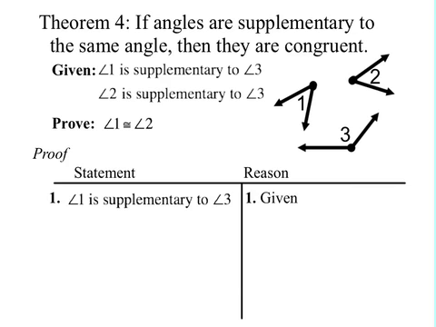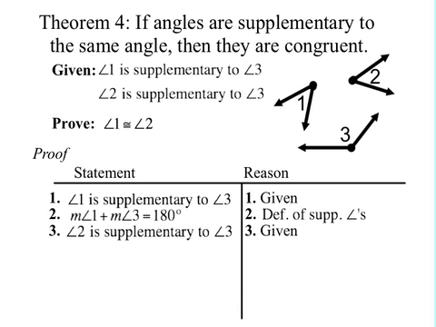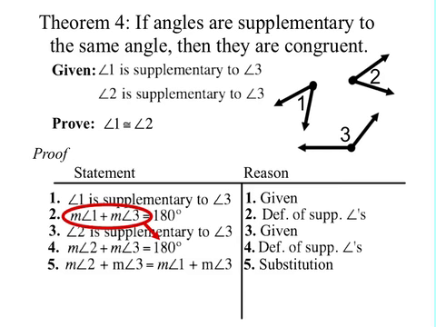Well, the first thing we're going to do is write the first given, that angle 1 is supplementary to angle 3. And then we're going to point out that the measure of angle 1 plus the measure of angle 3 is equal to 180 because that's the definition of supplementary angles. Then we'll state the second given, angle 2 is supplementary to angle 3. Then we'll state that the measures of angle 2 and angle 3 have a sum of 180, again the definition of supplementary angles. And now we're going to use the substitution principle.